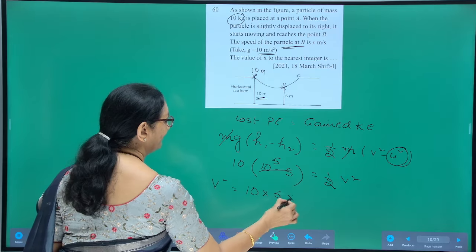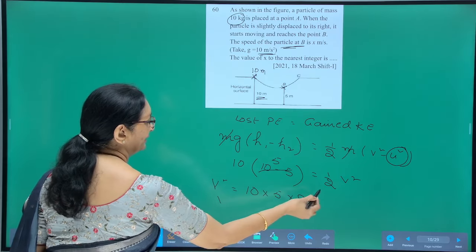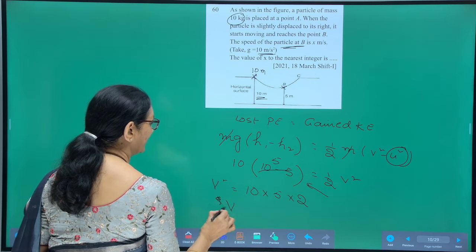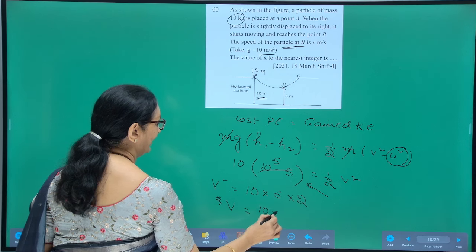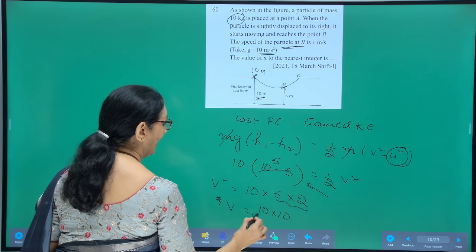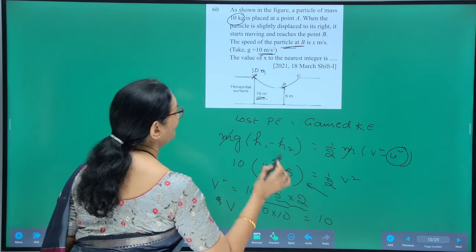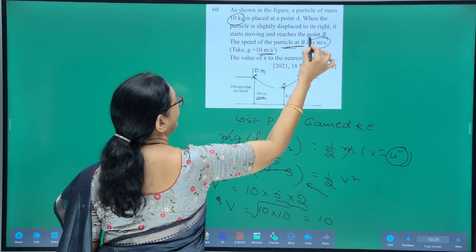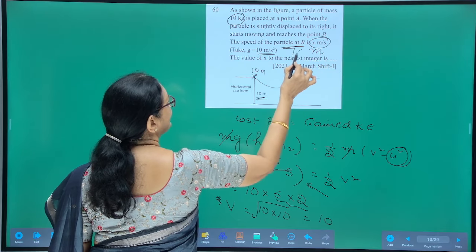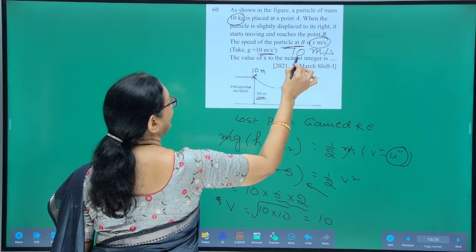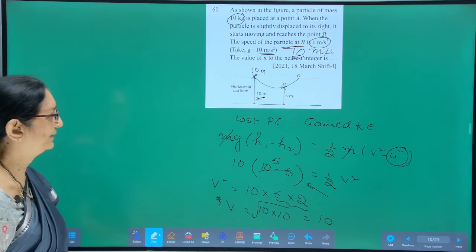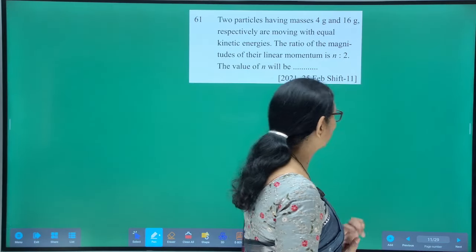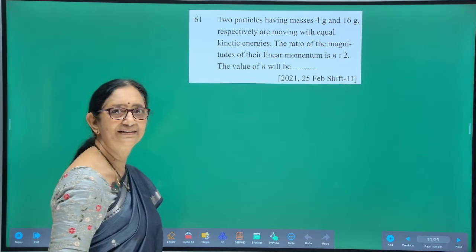10 into 5 into 2. So, if you bring this to the other side, v is equal to 10 into 10 under root. This is 10 meter per second. So, the value of x to the nearest integer is 10 meter per second. So, x is equal to 10. So, lost potential energy is equal to gain in kinetic energy of the system.